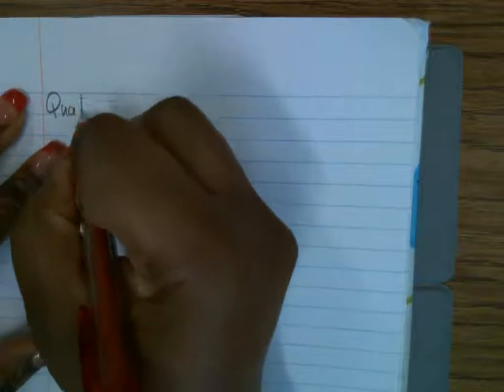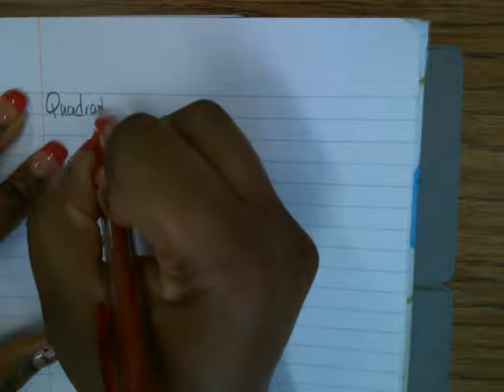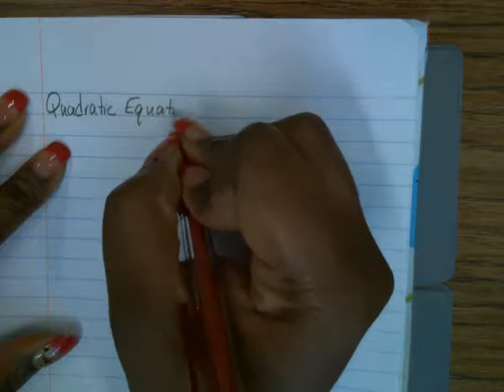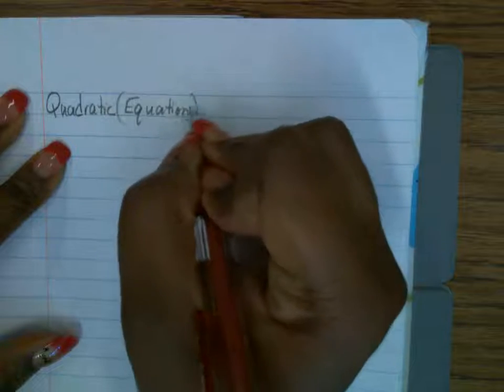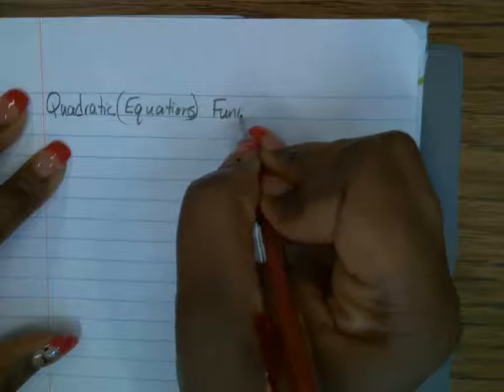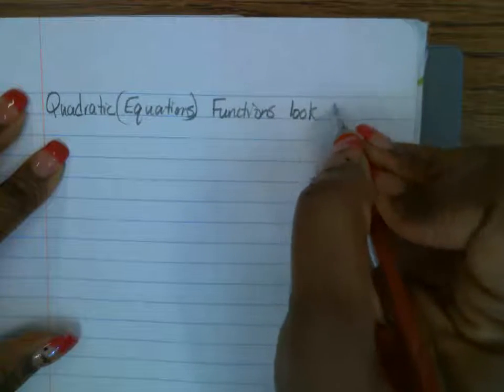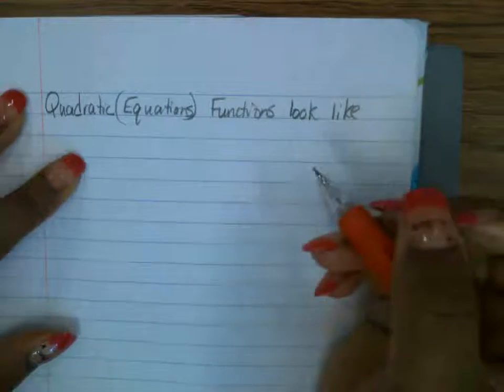Okay, so now we just want to look at what quadratic equations or functions look like. So that's what we're going to do. Just look at some equations. So we've got quadratic equations or functions. Okay. Look like, and this is what they look like.